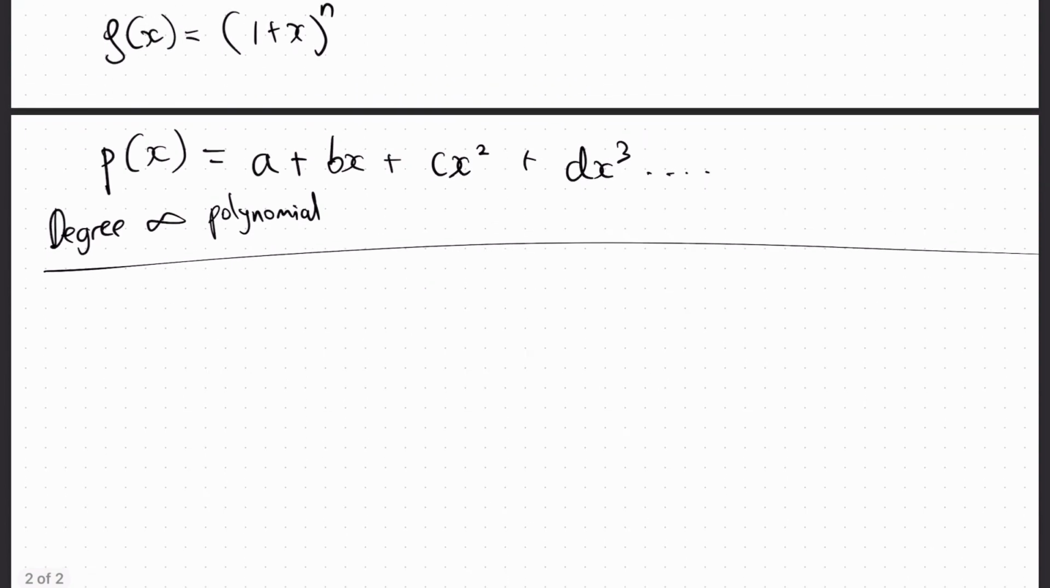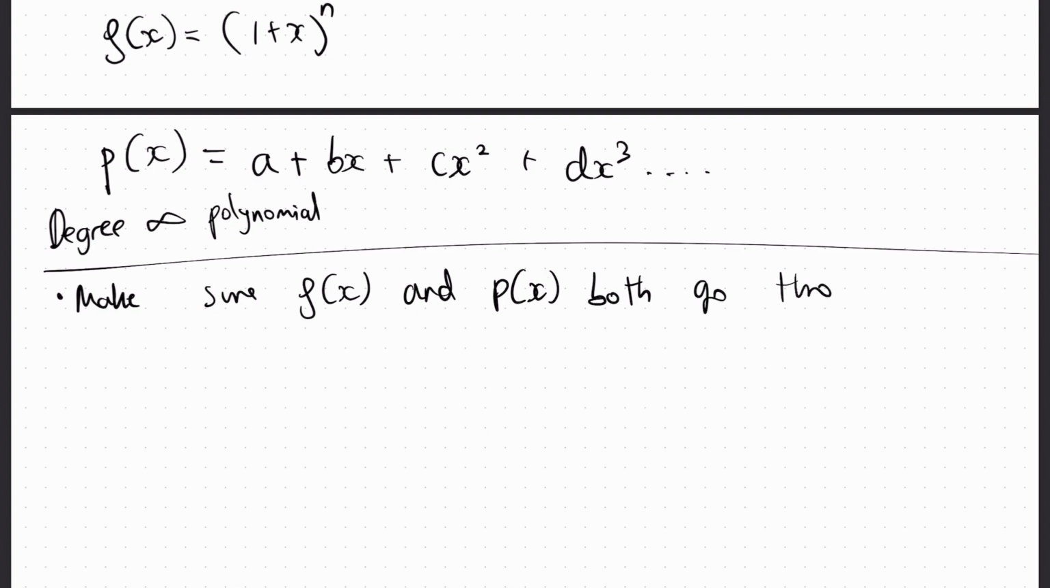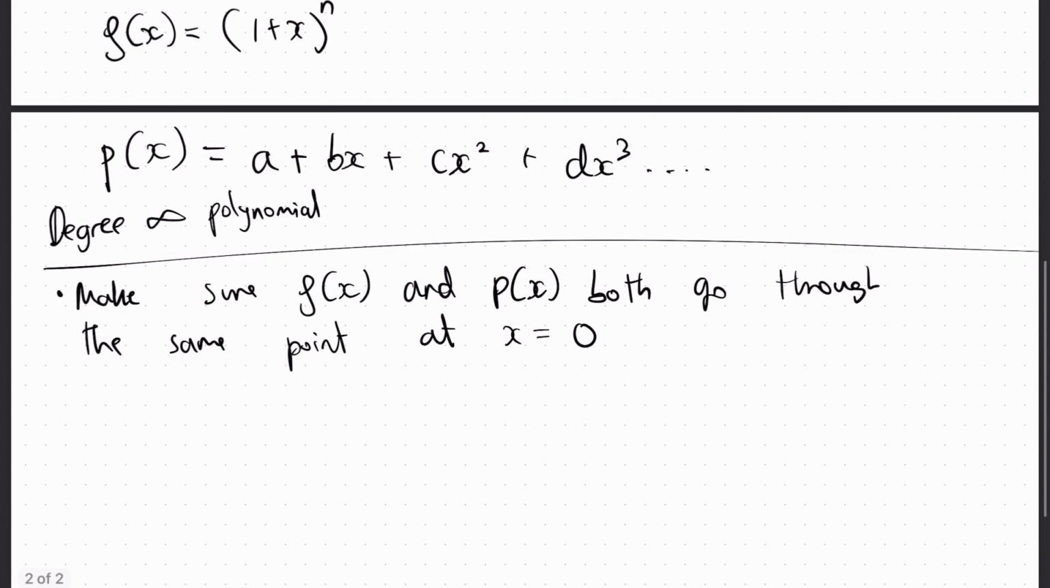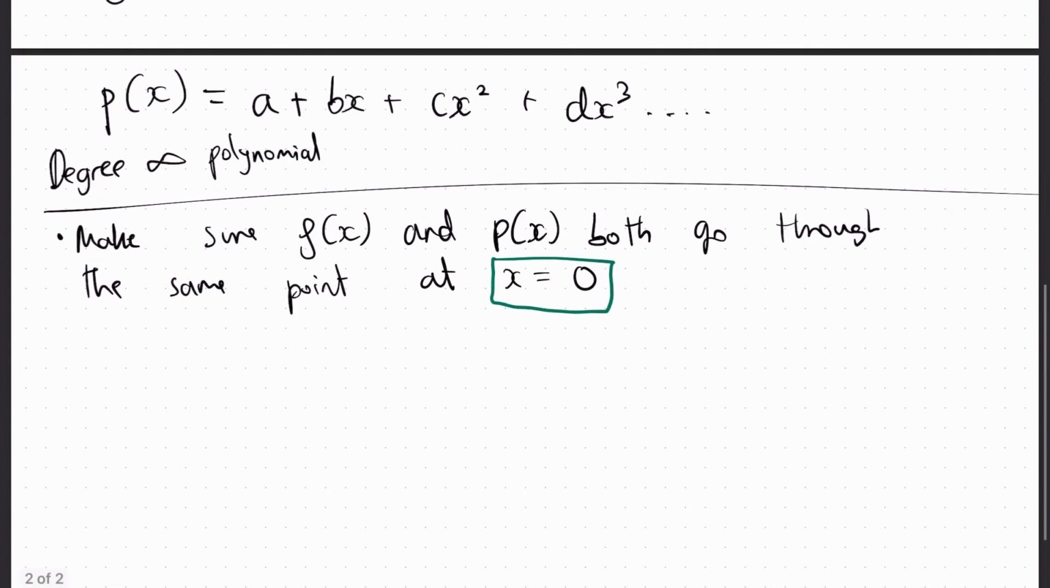The first thing we want to do is make sure f of x and p of x both go through the same point at x equals 0. We're actually going to be using x equals 0 for the entire thing, so we're going to be matching the derivatives at x equals 0. That's actually called a Maclaurin series. It's specific to Taylor series, but that's not too important. Just remember that we're going to be matching them around a point.